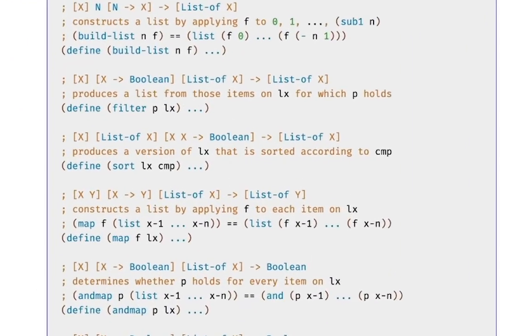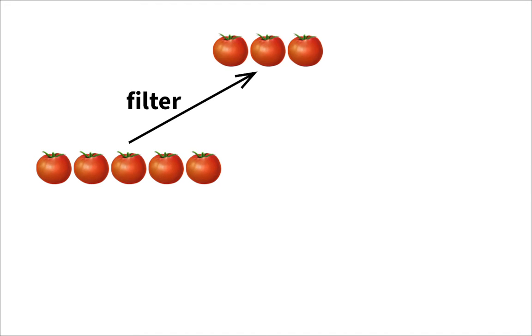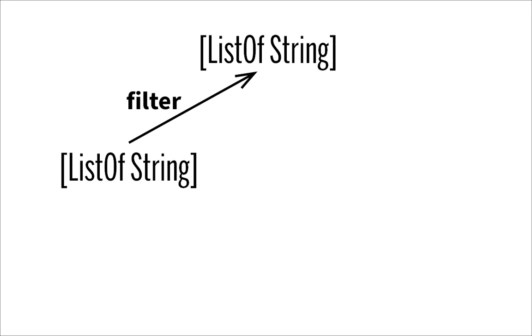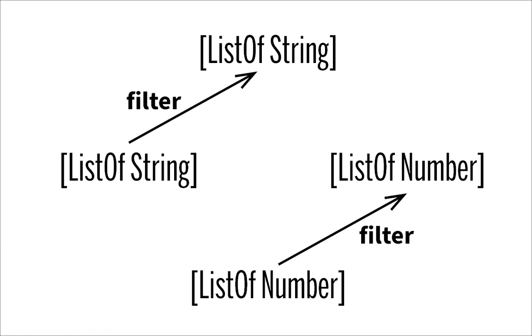Now, if you look at the signatures of filter and map, you'll see that filter takes the same kind of list as it returns. So if we have a list of strings and we filter it, we're going to end up with a list of strings, maybe a shorter list, but it's still going to be a list of strings. If we start with a list of numbers and we give that to filter, we're going to end up with a list of numbers, maybe a shorter list, but it's still going to be a list of numbers.